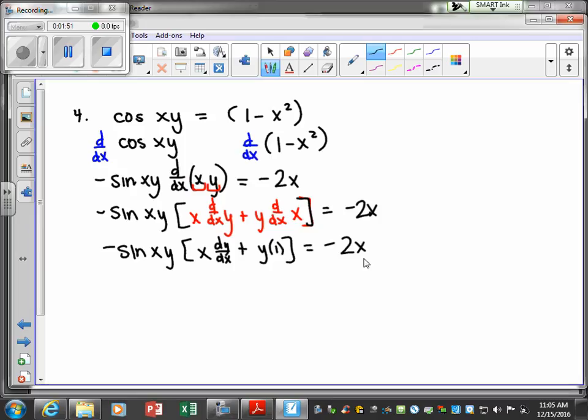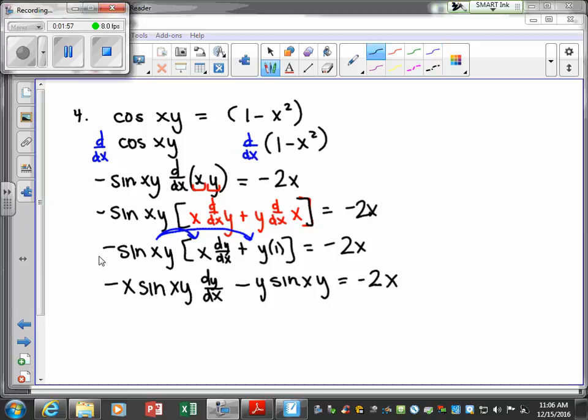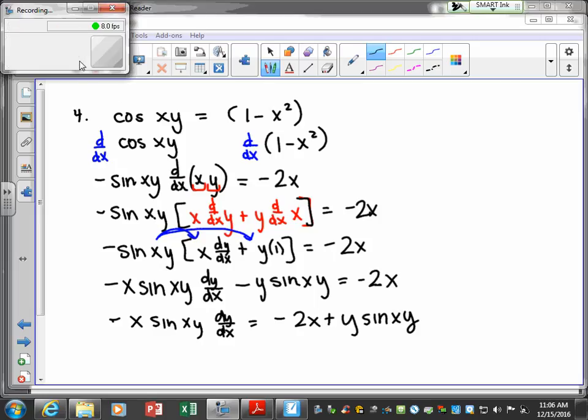Okay, next up, let's algebraically simplify this a little bit. Okay, so distribute here, check your answer on that. The next thing is to get the dy dx term by itself. So I'm going to move this term to the other side. Okay, and our last step is to get dy dx by itself. So divide both sides by this, and we'll be done.